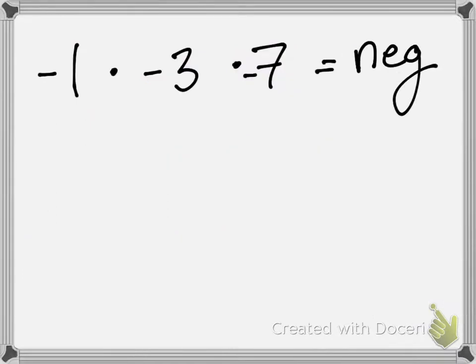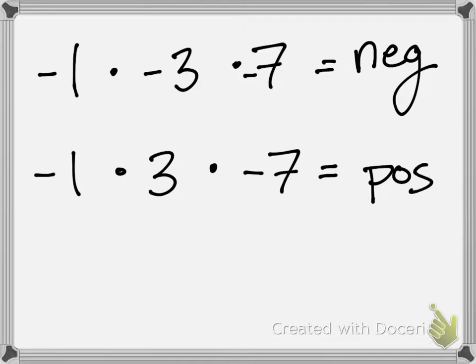To refresh on this, I've got negative 1 times negative 3 times negative 7. Is this going to be a negative or a positive? It is an odd number of negatives, which makes it negative. What if I had negative 1 times 3 times negative 7? Now what is it going to be? Positive.